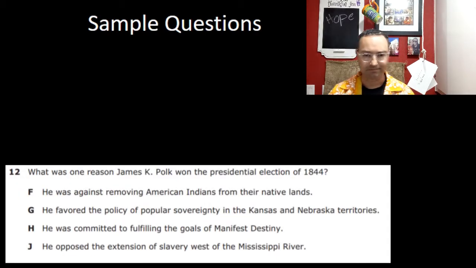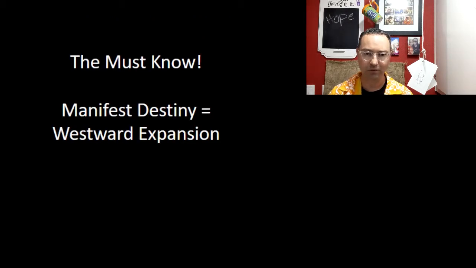All right, what about this one? This is a little bit different, but still kind of the same idea. What was one reason James K. Polk won the presidential election of 1844? He was committed to Manifest Destiny. People were like, yeah, we want to vote for that guy because he wants to expand west. Absolutely. So the must know: Manifest Destiny equals westward expansion. Political, economic, religious, it's all of those things. Thanks a lot.